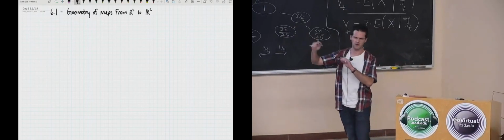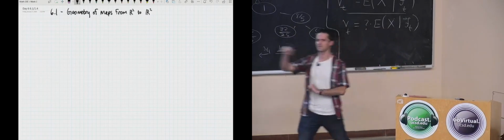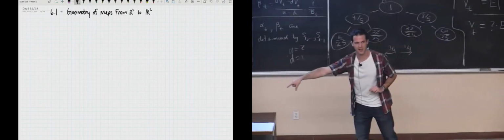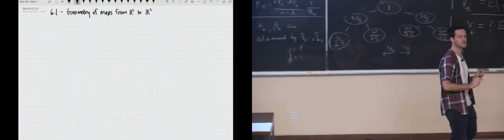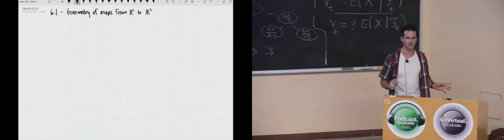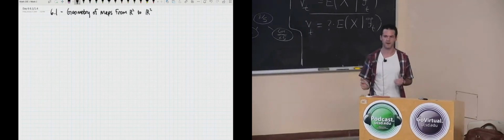They take a point in the plane. They spit out another point in the plane. So these are not scalar valued functions. These are vector valued functions.